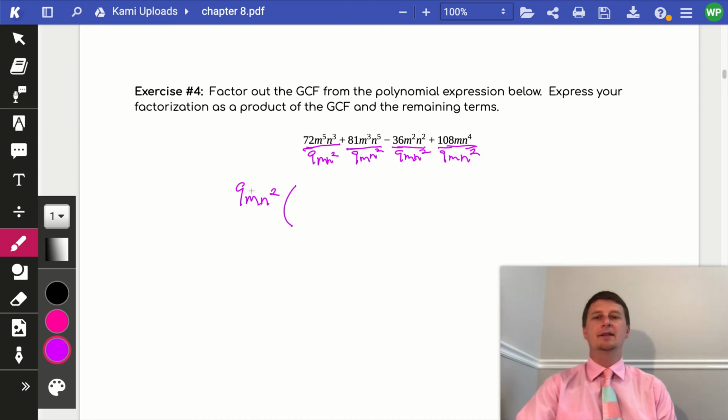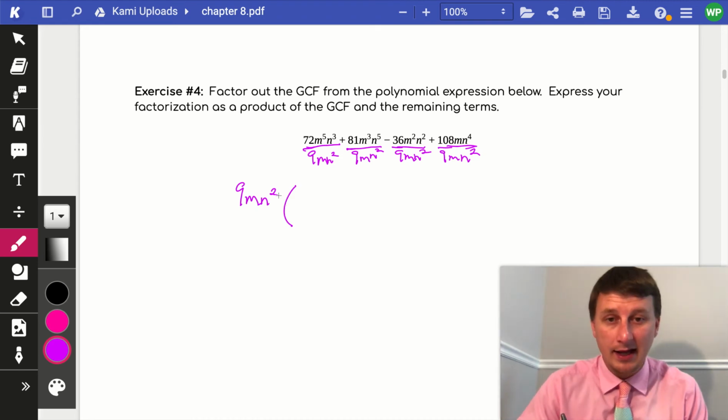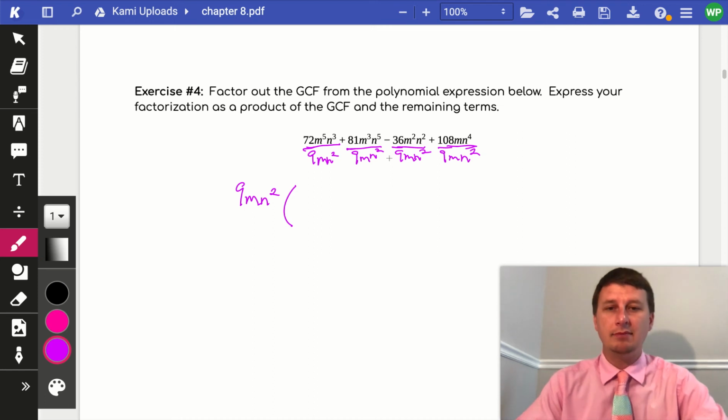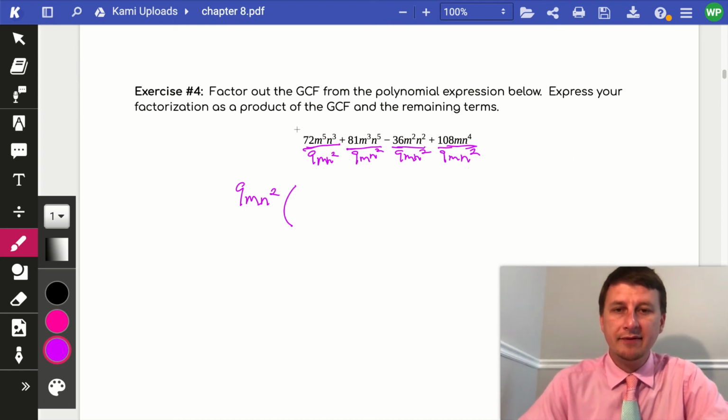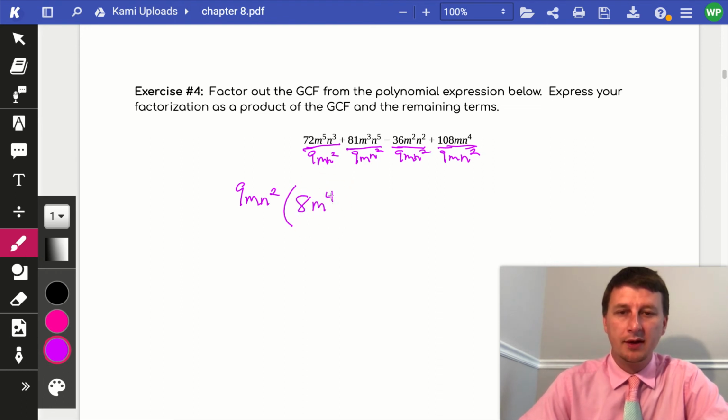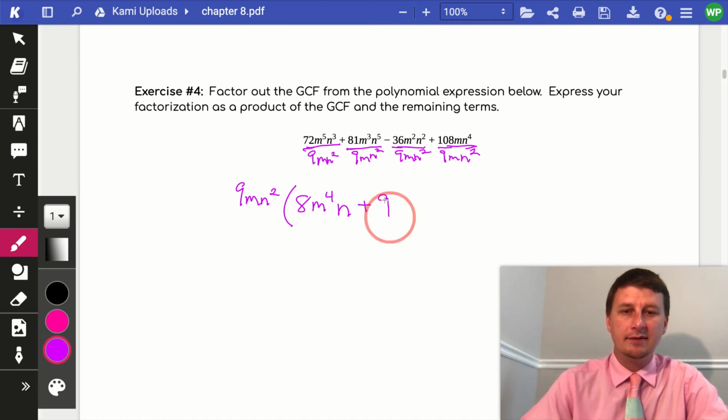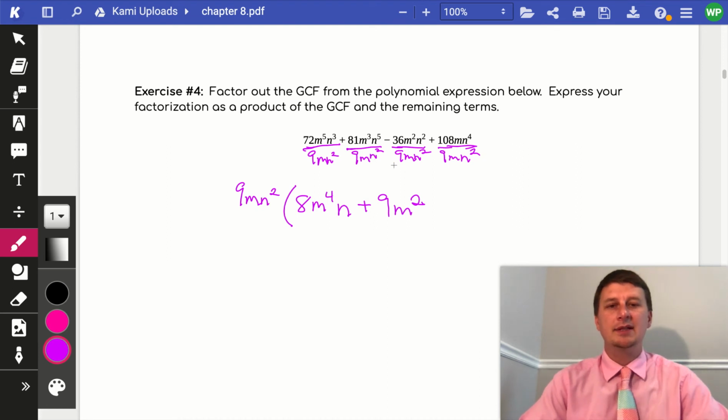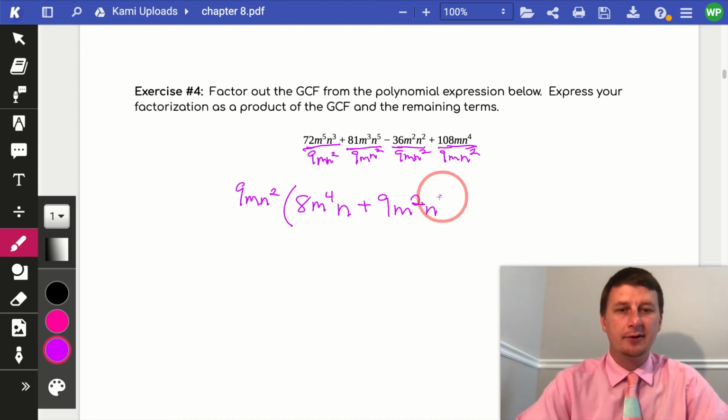And what I'm going to do is divide each of these terms by 9mn squared to get what remains inside my parentheses. So 72 divided by 9 will give me 8. M to the 5th divided by m will give me m to the 4th. And n to the 3rd divided by n squared is n. I go on to my next term, and I have positive 81 divided by 9 is positive 9. M to the 3rd divided by m is m squared. And n to the 5th divided by n to the 2nd is n to the 3rd.